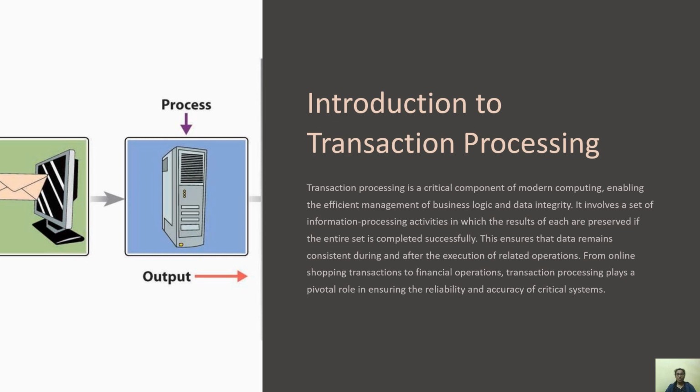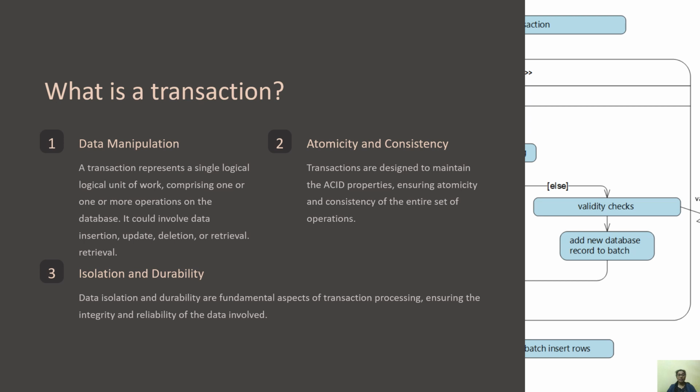Transaction processing is a critical component of modern computing, enabling the efficient management of business logic and data integrity. It involves a set of information processing activities in which the result of each is preserved if the entire set is completely successful. This ensures that data remains consistent during and after the execution of related operations. From online shopping transactions to financial operations, transaction processing plays a crucial role in ensuring the reliability and accuracy of critical systems. Now we will see what is a transaction.